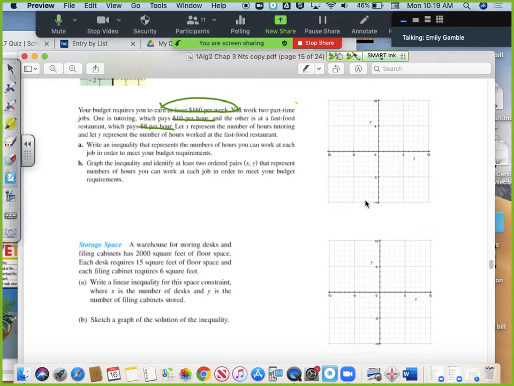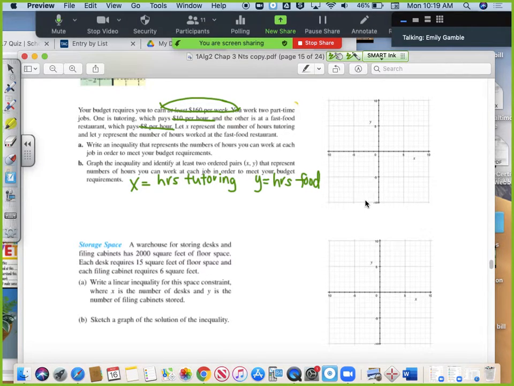It's saying let X represent the number of hours tutoring. I'm just going to write that down. X equals hours tutoring. And Y is the number of hours worked at the fast food restaurant. I'm just going to write Y equals hours at the fast food restaurant.